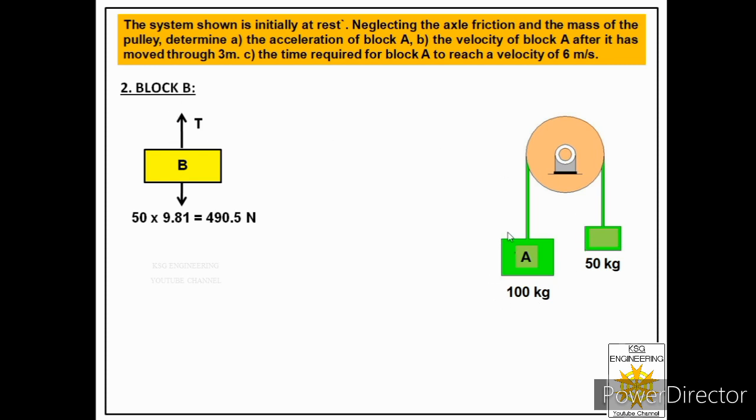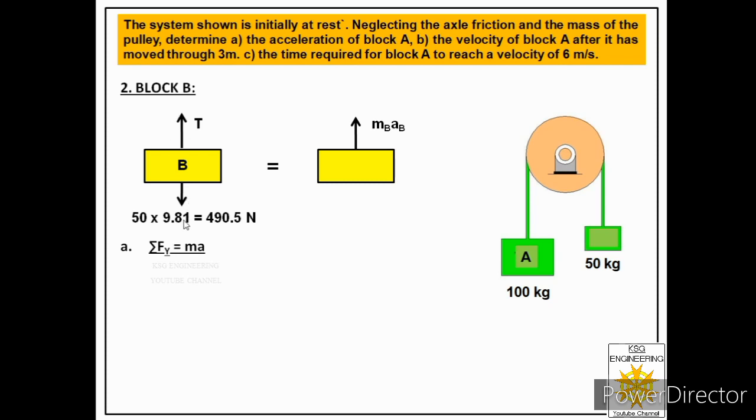Now we know if this block is moving in downward direction, then block B will move in upward direction. That means the acceleration of block B will be in upward direction. And in this case, there is no horizontal force acting on block B, so only one equation will be applicable. That will be summation Fy is equal to ma. So let us apply that equation: summation Fy is equal to ma.